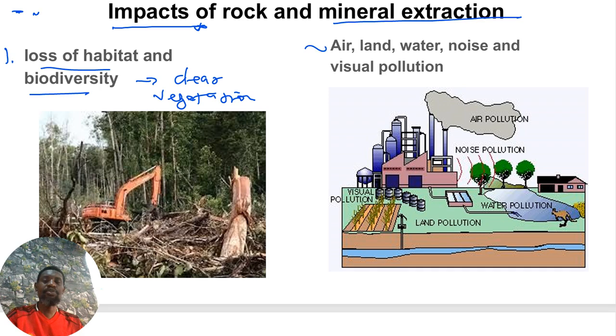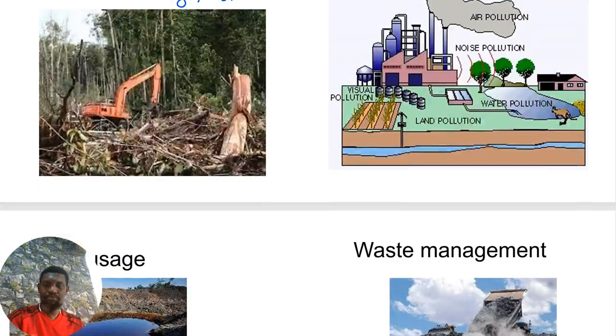Now, mining can lead to air, land, water, noise, and visual pollution. Remember, we said you use explosives to break the overburden rocks. That can lead to noise pollution. Now, the extraction uses machines. These machines can release waste into water bodies. Then waste heaps can lead to land pollution. Visual: the area will no longer have the scenic beauty that it should have or had initially. Then dust particles can easily be released into the atmosphere, and all these can cause air pollution.